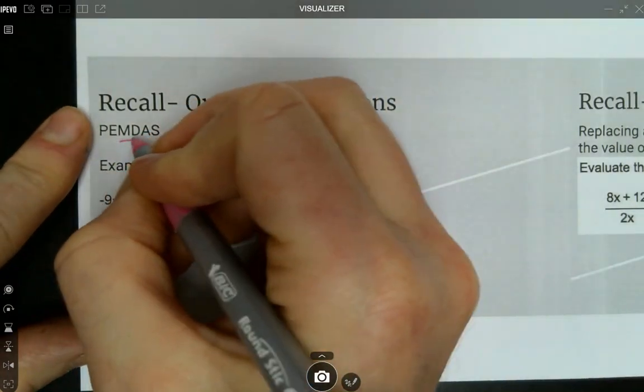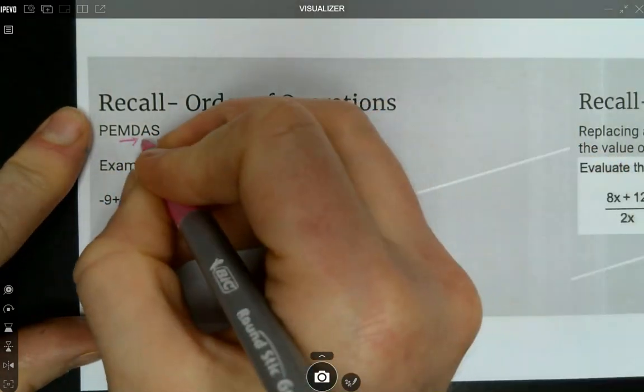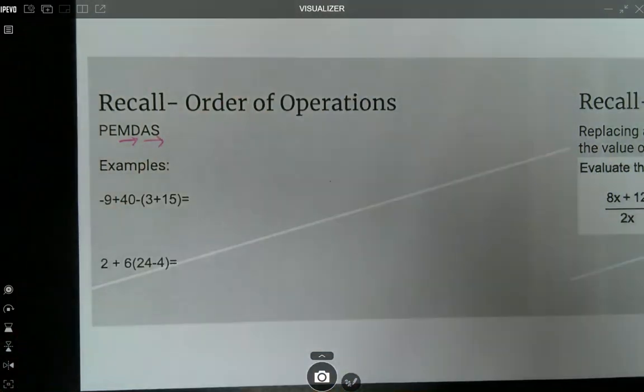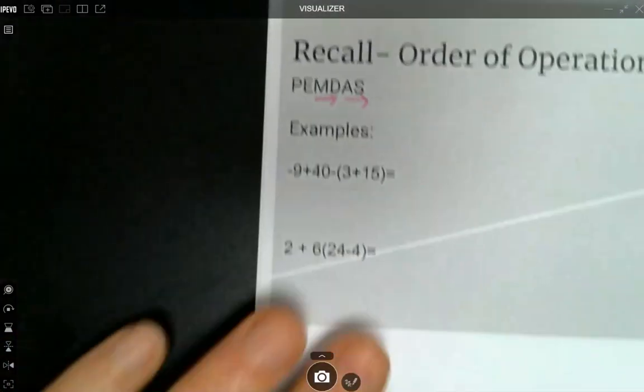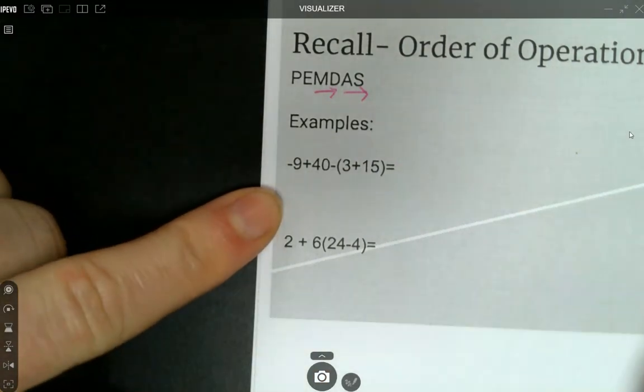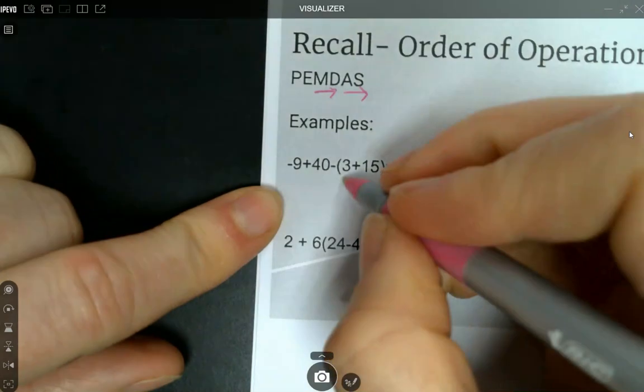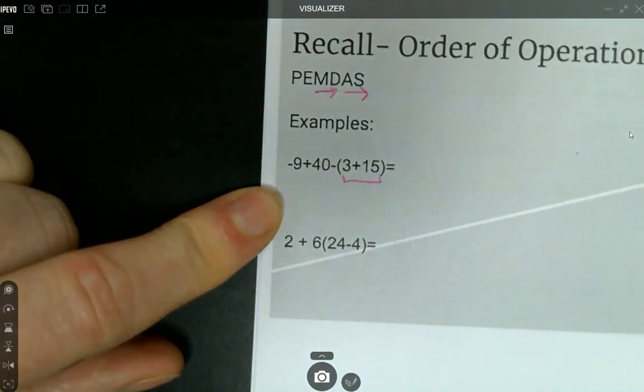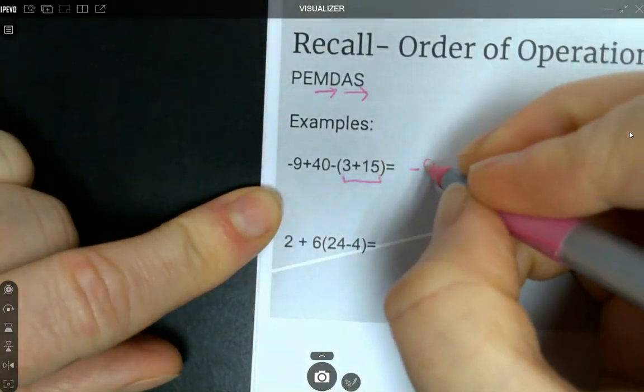For multiply and divide, you want to go from left to right. Add and subtract, you want to go from left to right. We also have the distributive property if we need that. So if we were to do this, we want to do parentheses first. So we want to simplify that. I'm going to rewrite it.